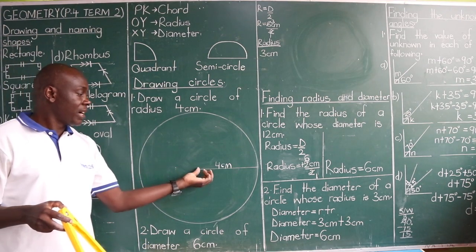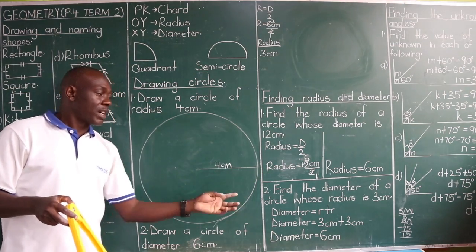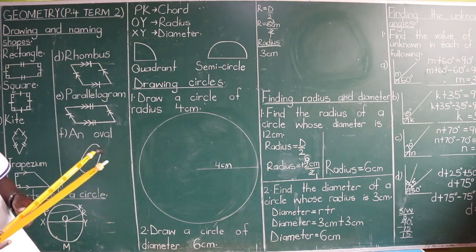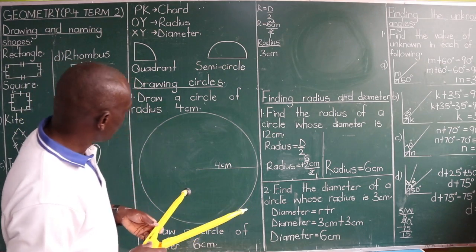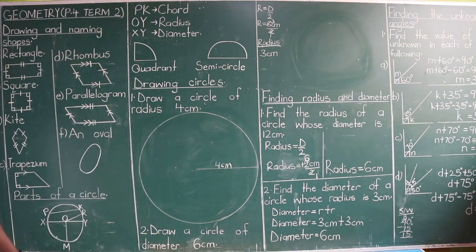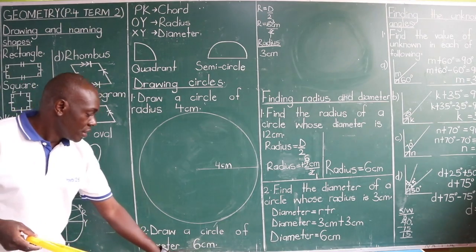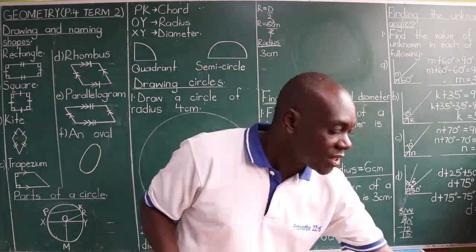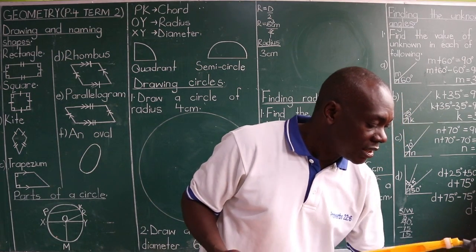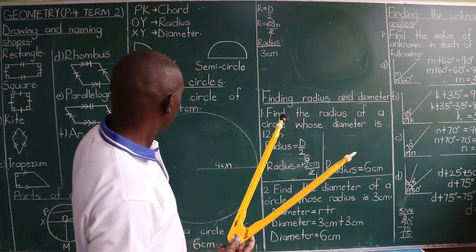That is from here, from the middle to the circumference, which is 4 centimeters. As we go to another practical number here, the given radius, let us see number 2. Draw a circle of diameter 6 centimeters.